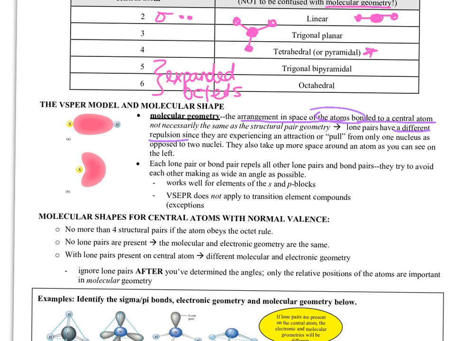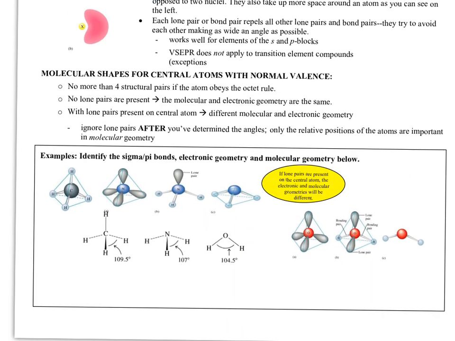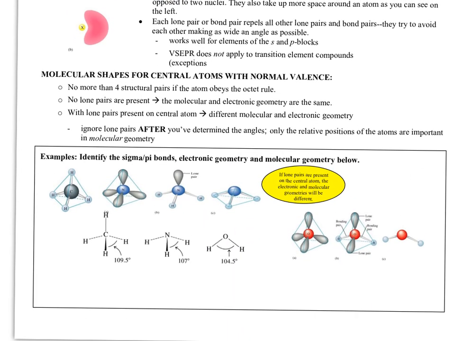The transition elements are very difficult because there's a lot of exceptions to the octet rule within transition elements, and so they do some weird stuff with their structures. So down here, I've got some molecular shapes for central atoms that have normal octet valence structures. We're going to do those first.